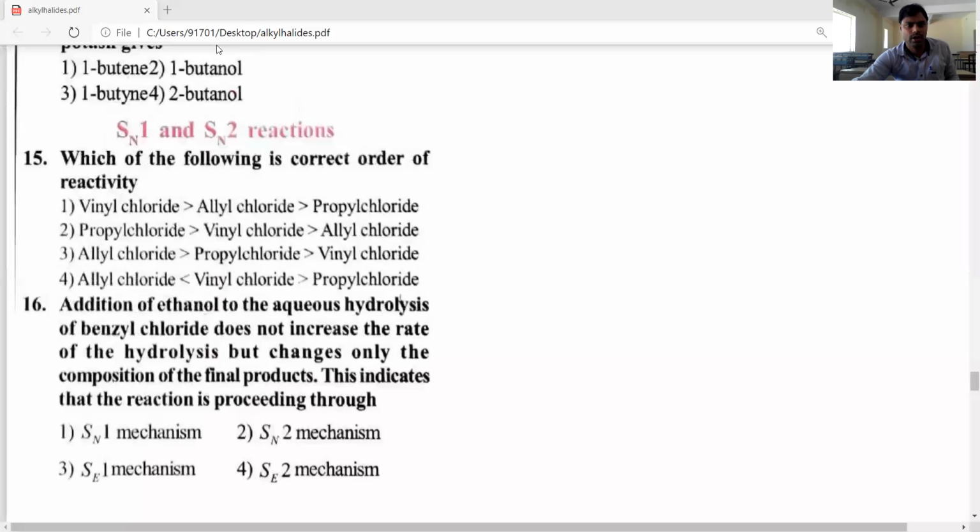15th question: among the following, which is the correct reactivity order of nucleophilic substitution reactions? We know very well for SN1 and SN2 reactions, the reactivity order is mostly allyl chlorides, then propyl chloride, and then vinyl chloride. See, allyl chlorides are more reactive. Allyl chloride means what? It is CH2=CH-CH2X.